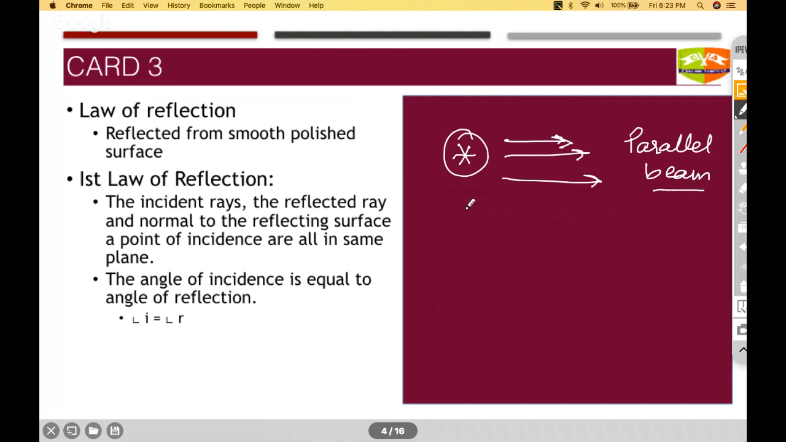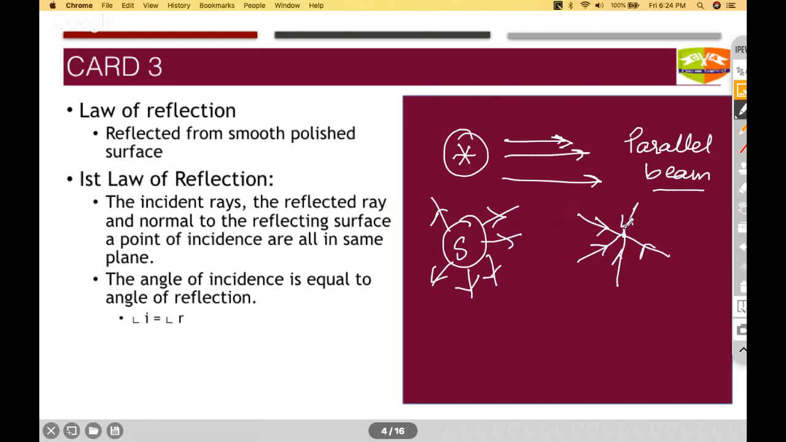Second one is convergent or divergent beam. So divergent beam, like sun rays, they diverge in all the directions after they get emanated from the sun. Convergent beam means all the beams converge together from all the directions on one place. So this is what is called convergent beam.